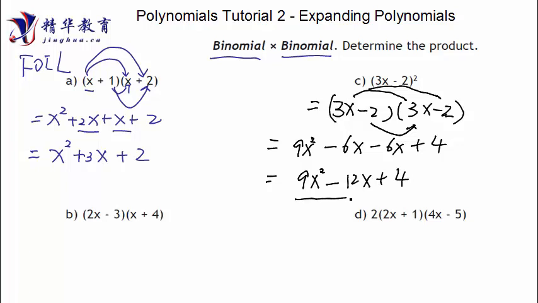That is the answer. You see? So if you did it the wrong way, you got 9x squared minus 4, and that's missing the middle term. So that is the long way.